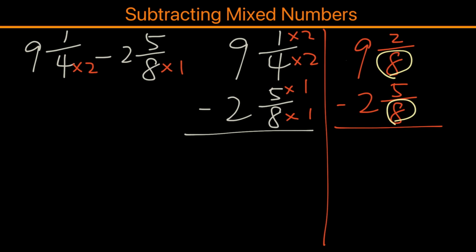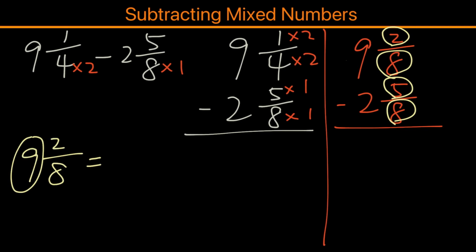Now here is an issue. We have the number 2 being smaller than 5, so we could not subtract. And therefore, we need to borrow 1 from the 9 in order to proceed. So 9 2/8. To borrow 1 from 9, it would be 8 plus 1 equals 9, and then plus 2/8.